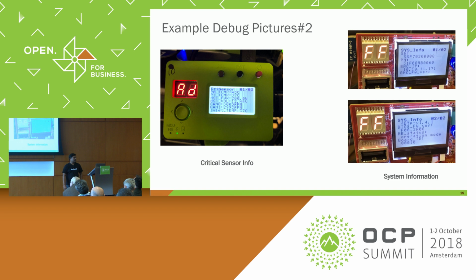This is another example. On the left side, you can see the critical sensors. The sensors are like temperature sensors. It shows the sensor name and the sensor value at the current moment. And on the right side, you can see the system information, like the part number, serial number, BIOS version, BMC version, etc. So everything is available in a single user interface using buttons. They can know what's happening on the current system: all the errors, all the sensors, and the information about the system.